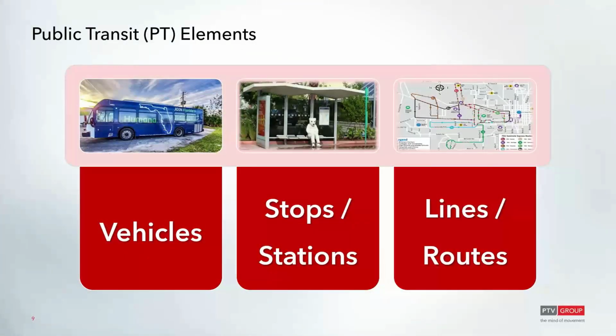So public transit elements really consist of the transit vehicles themselves, and then the stops are the stations that are going to be used by those transit vehicles. In Vissim, you'll see a lot of the stations themselves are going to be referred to as stops or PT stops. And then finally, we have the transit lines, which will be the terminology used in Vissim, which are essentially the routes that those vehicles are going to use. So we're going to go through the setup involved with each of these, starting with those transit vehicles.